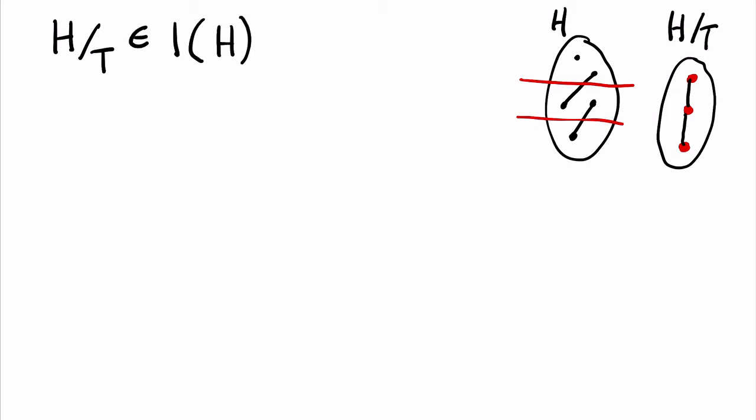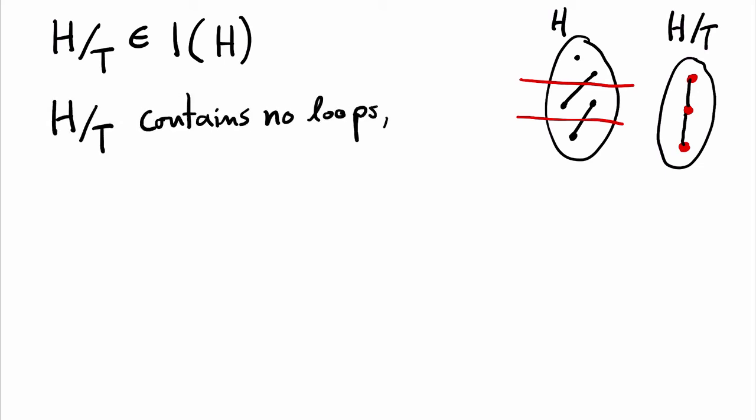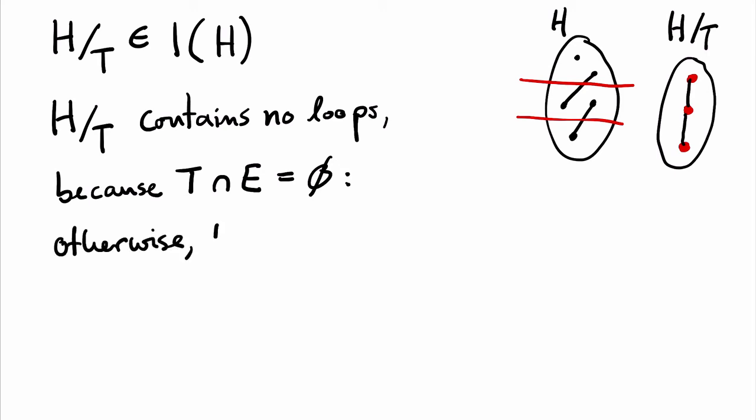Note that H/T is primitively positively interpretable in H because T is primitively positively definable in H. We claim that H/T does not contain loops. For this, it suffices to prove that the intersection of T and E is empty. Suppose for contradiction that the intersection contains an edge ab.